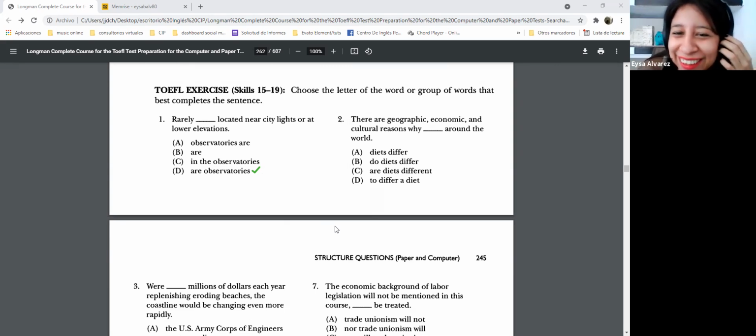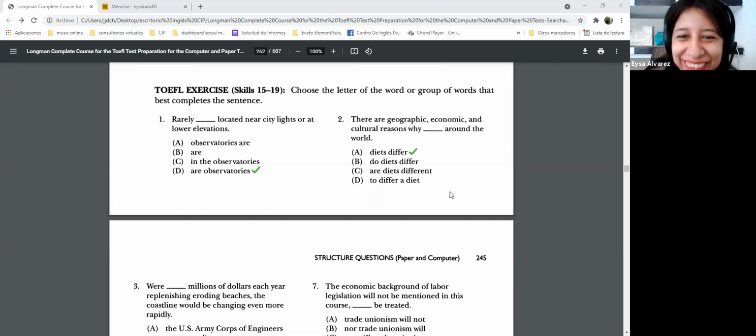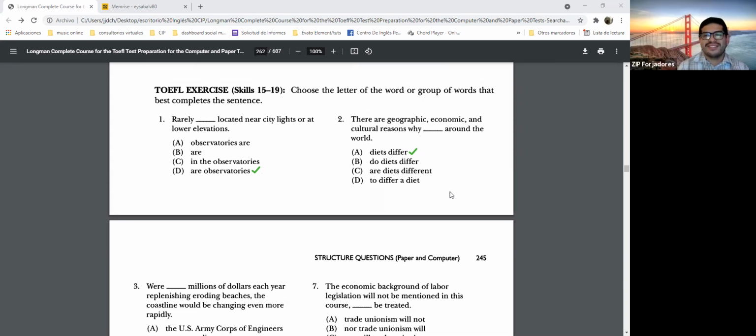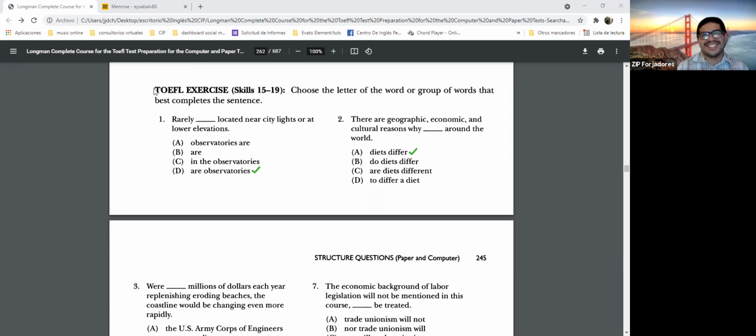Okay, number two. I'm nervous. I chose the letter A, "diets differ". Correct, very good. Explain it. Because here we have a connector, so we need a subject and a verb, and we don't have to invert because it's a connector. Excellent. That's right, very good. Number three.